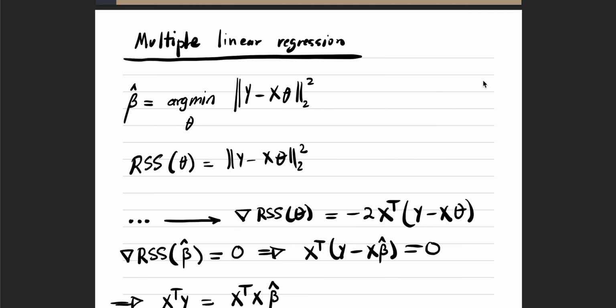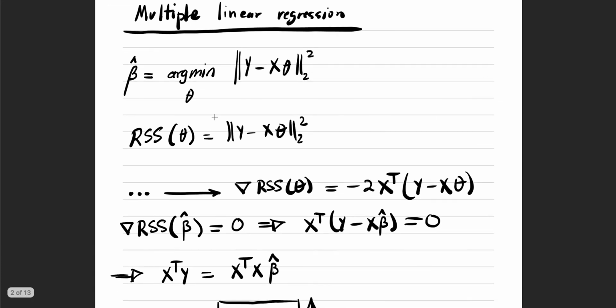So multiple linear regression is defined as finding the coefficients that minimize the residual sum of squares, beta hat. And how did we get this? Just as a review, this is the residual sum of squares. It's a function of this vector theta. We take the gradient. The gradient is negative 2 X transpose (y minus X theta). This is something that I went over in the previous lecture and the lecture before.